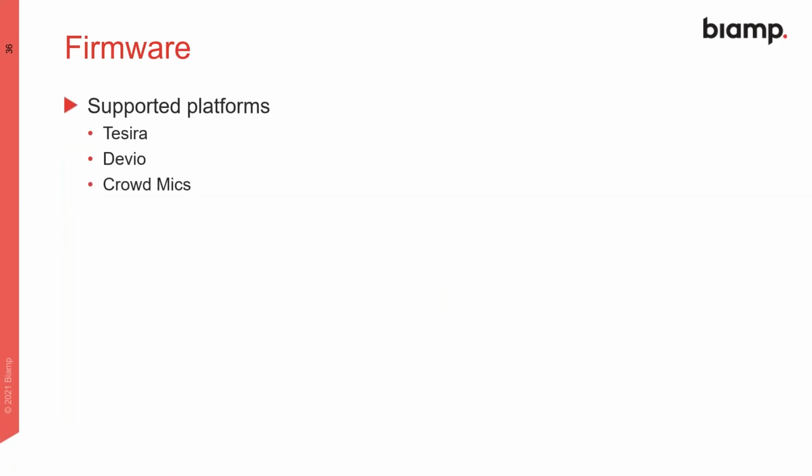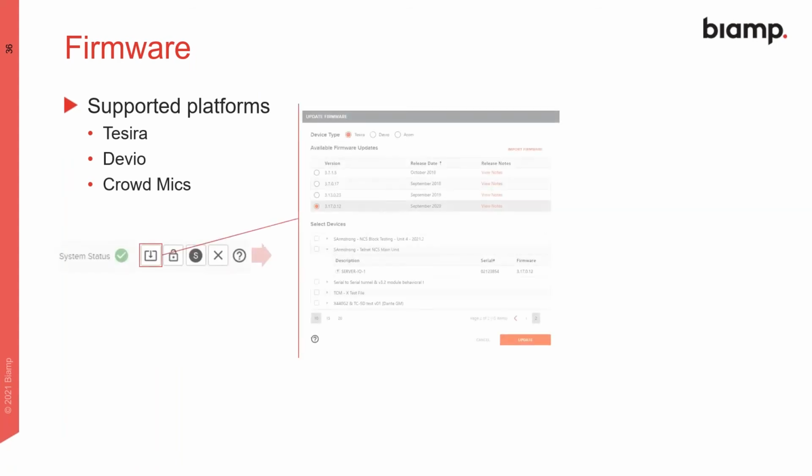Firmware can be handled as well. Right now we support sending firmware to Tesira, Devio, and CrowdMike's devices. If you recall from the web GUI, that firmware update icon shows up in pretty much all our convenience button locations. The GUI is pretty straightforward. You select update firmware, then select your product family at the top, whether that's Tesira, Devio, or CrowdMike's Atom. The available firmware updates list will then tailor itself to that product family, and you'll have the corresponding devices on the network. You can select a single device or multiple devices to force that firmware update out. And again, firmware updates can also be scheduled via the scheduler feature that we took a look at.